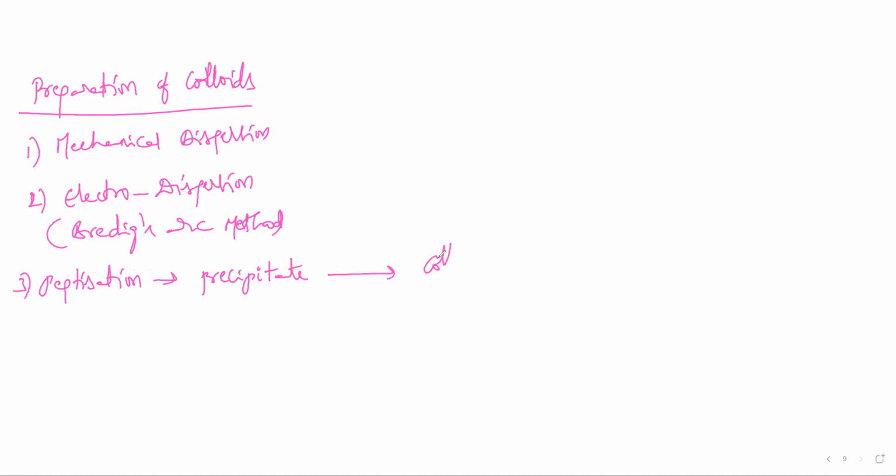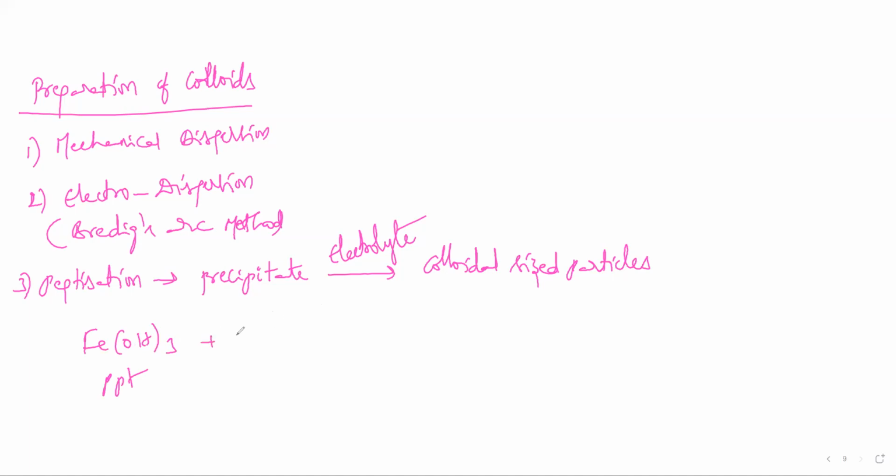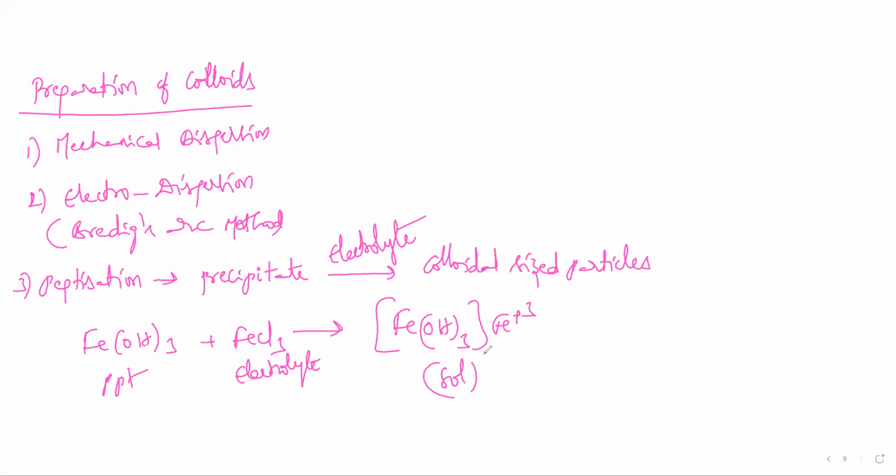So a precipitate is converted into colloidal-sized particles by the addition of an electrolyte. This method is called peptization. Example: Fe(OH)3 is the precipitate, ferric hydroxide. Now when you add ferric chloride, this is the electrolyte. Now what will happen? Ferric hydroxide sol is formed. So this is important: Bredig's arc method and peptization.